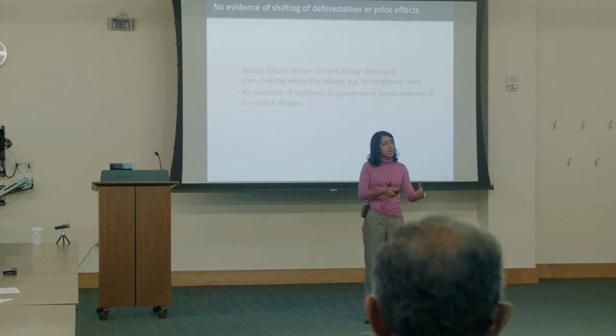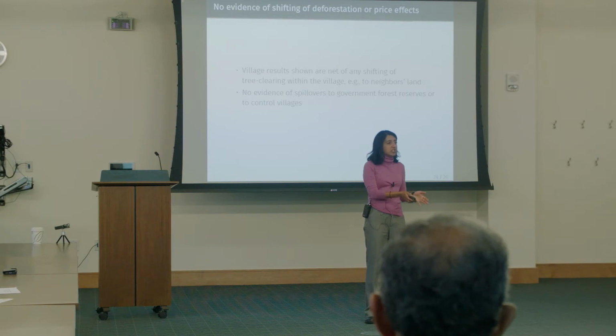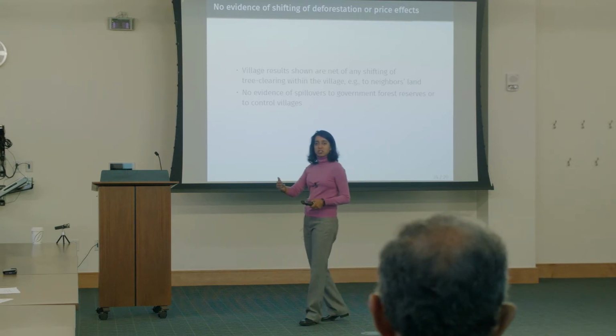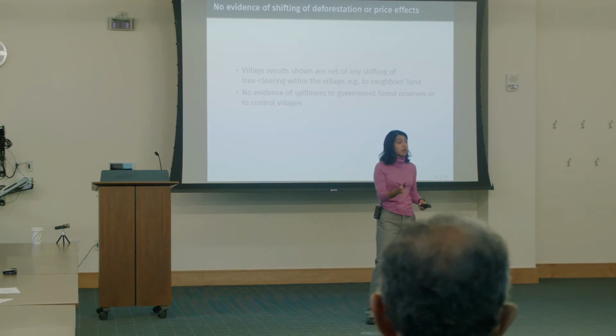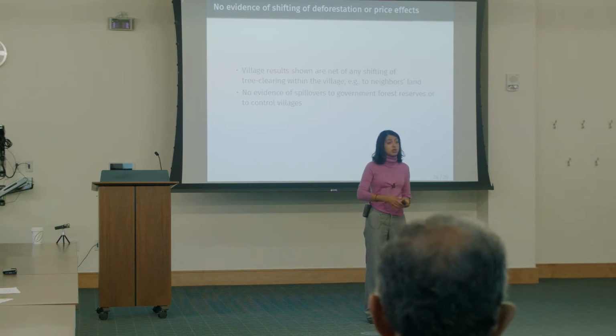We can also look at government reserves, which are another place you could steal trees from, and so we can look at villages that are near government reserves, and we don't see bigger impacts there, even though they had an easier way to cheat. And then we also look at spillovers to control villages, partly just to think about internal validity, but also as another potential place there might be spillovers, and we don't see evidence of those spillovers. We can also look at prices of timber and what people report. And I think it's not surprising that we don't see evidence of price effects.